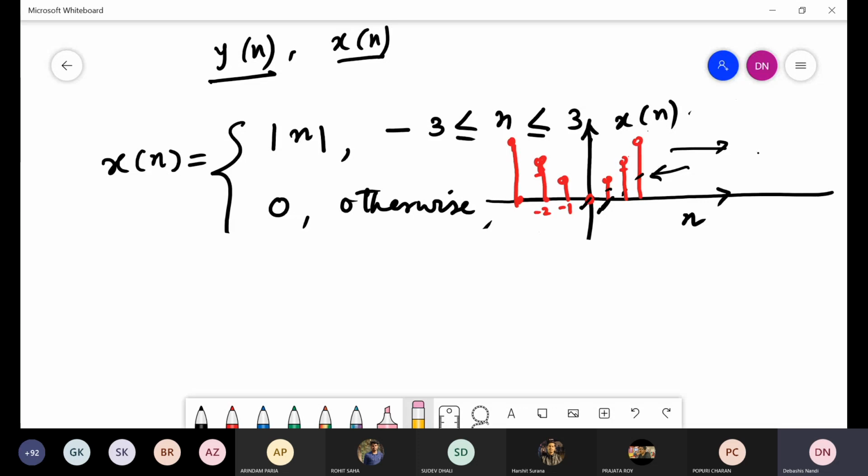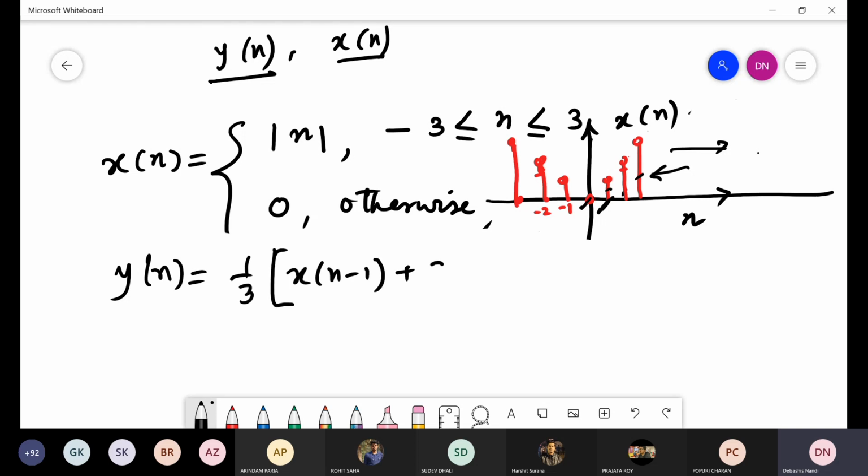Suppose one discrete time system has the input-output relationship y of n equals 1 by 3 times x of n minus 1 plus x of n plus x of n plus 1. This is the input-output relation of the system. This is actually a three-window averaging system. You are taking three sample values and you are doing the averaging.